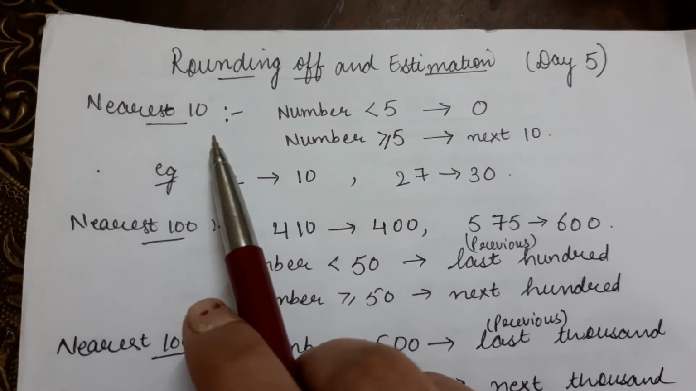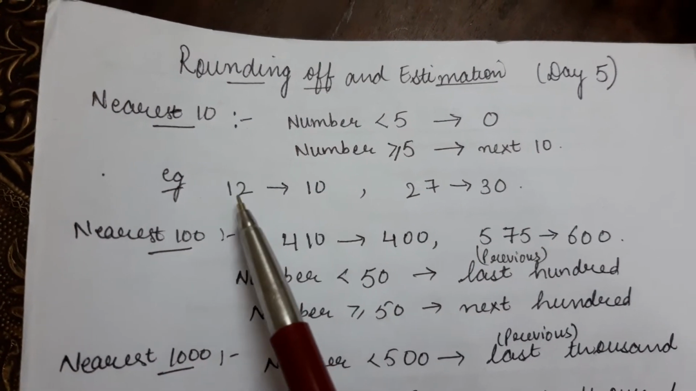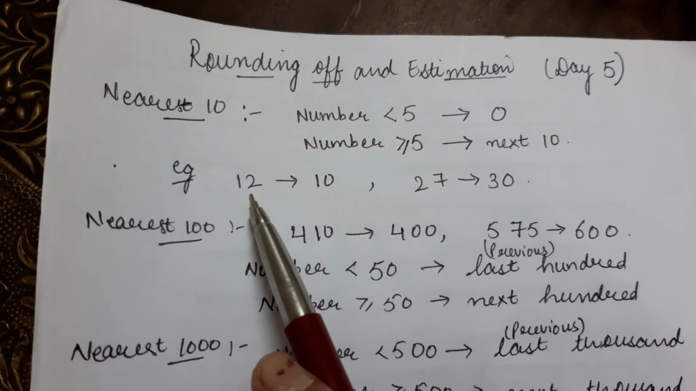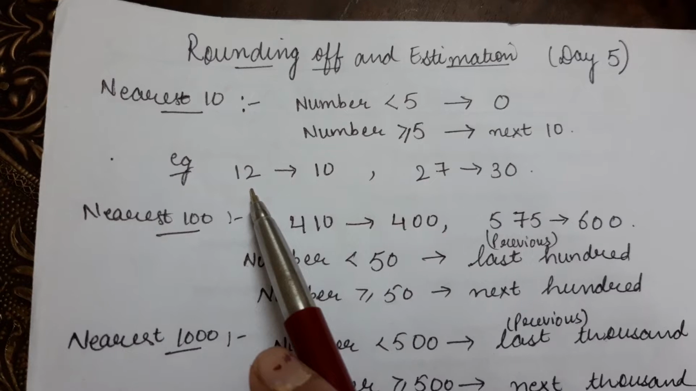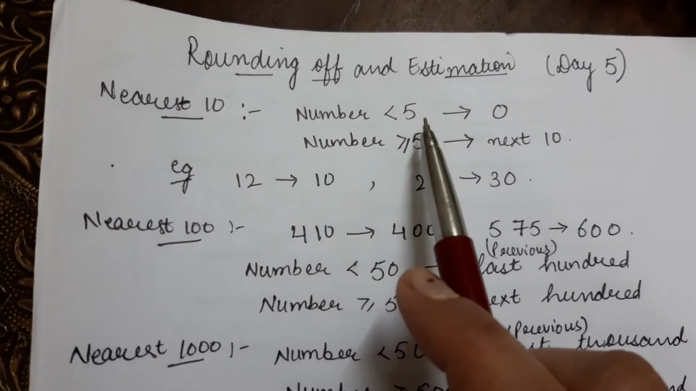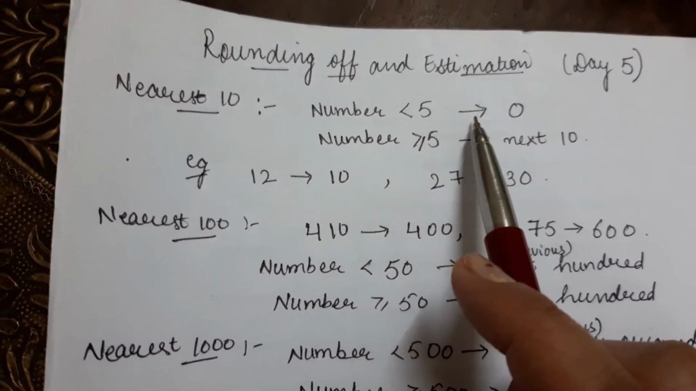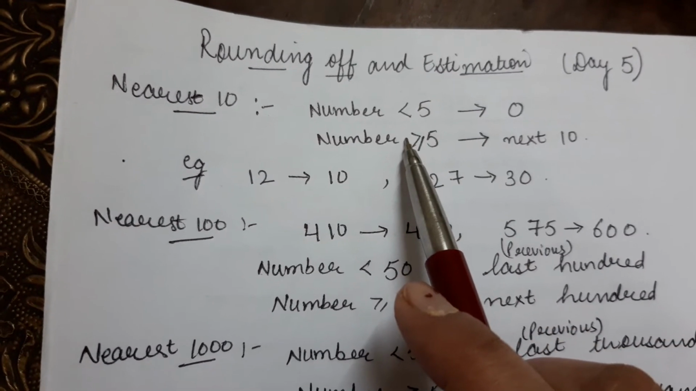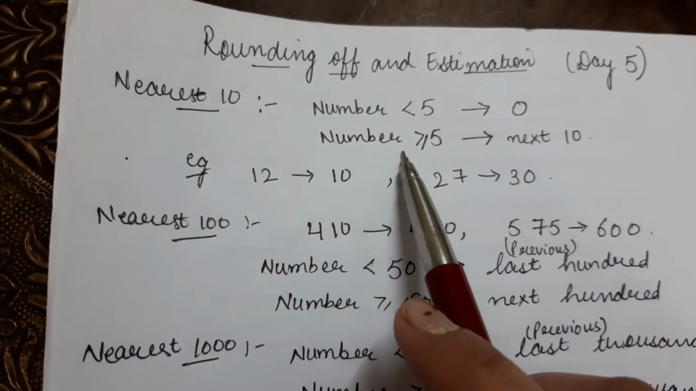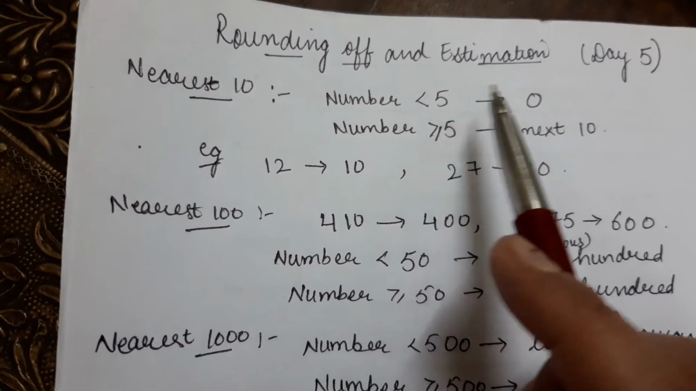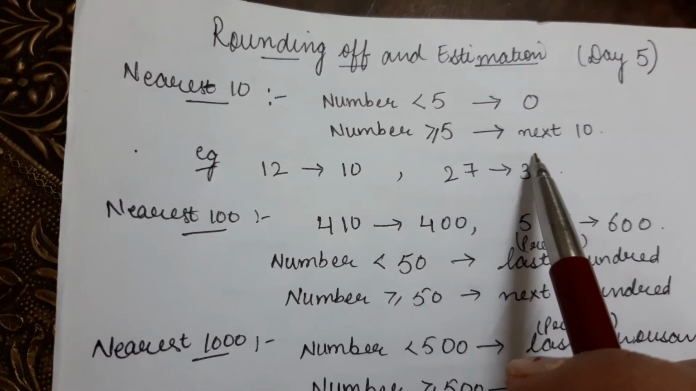Now nearest 10 means suppose I have a number 12. I want to round it off. Round off means I want to go to the nearest tens of this number. Now if the number is less than the middle, that is 5, then we will go to the last tens, that is 0. And if a number is greater than or equal to 5, then we will go to the next 10, the greater 10.